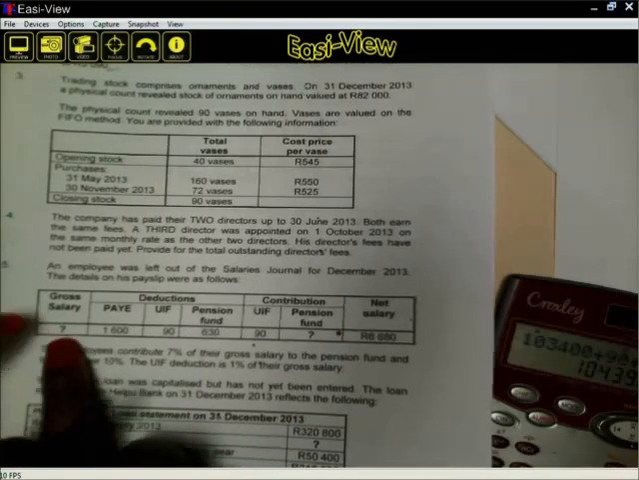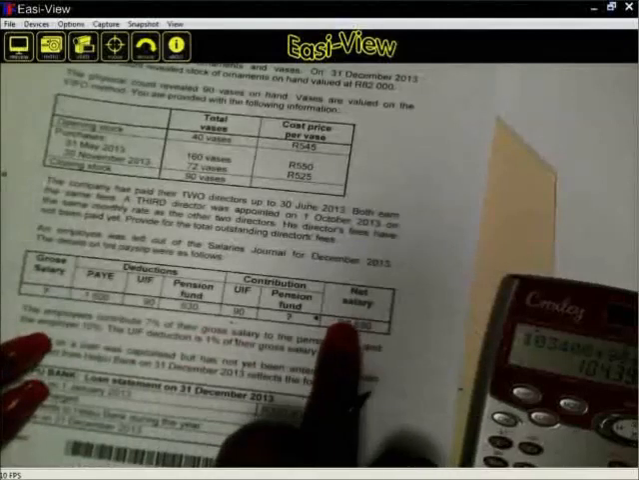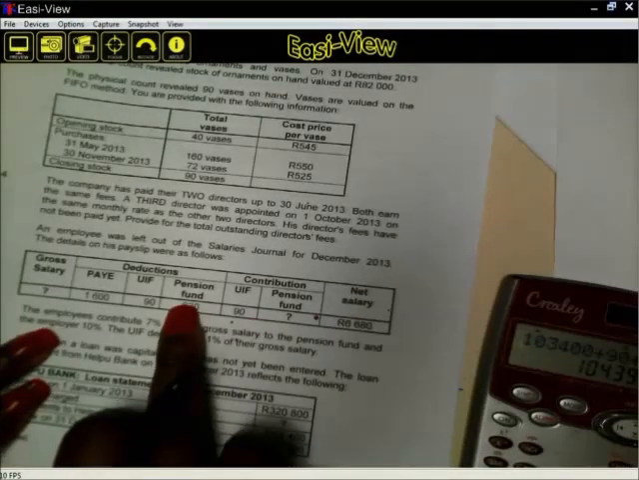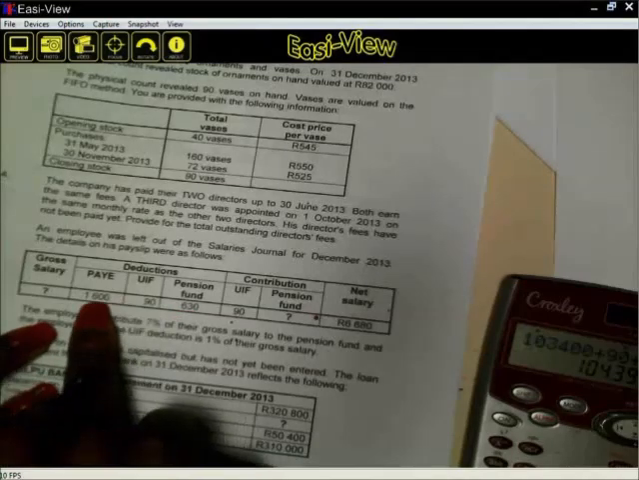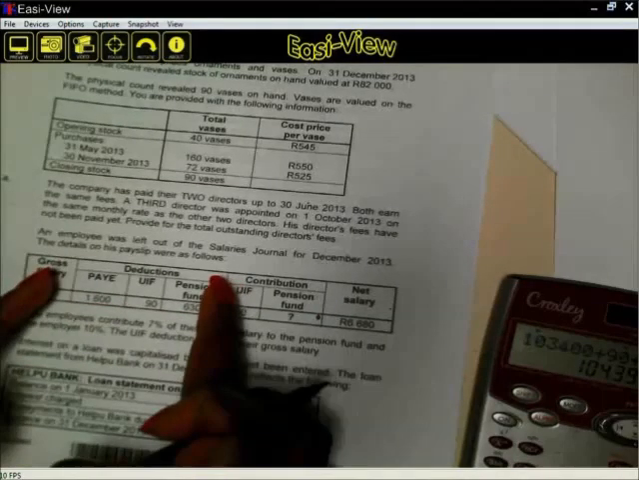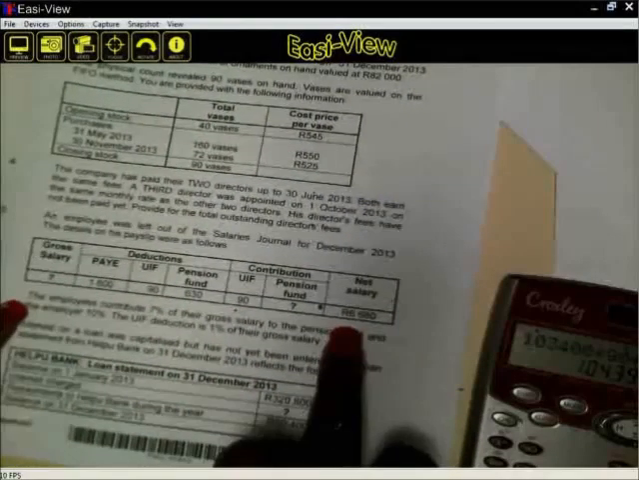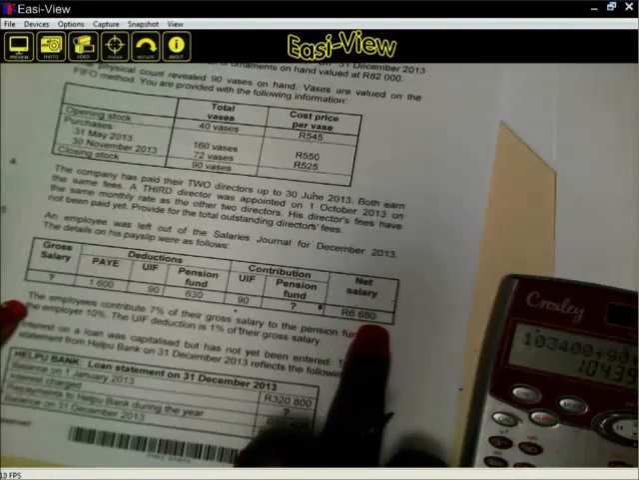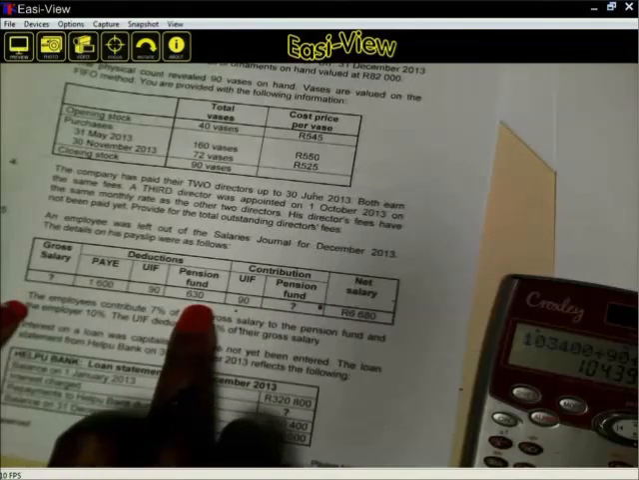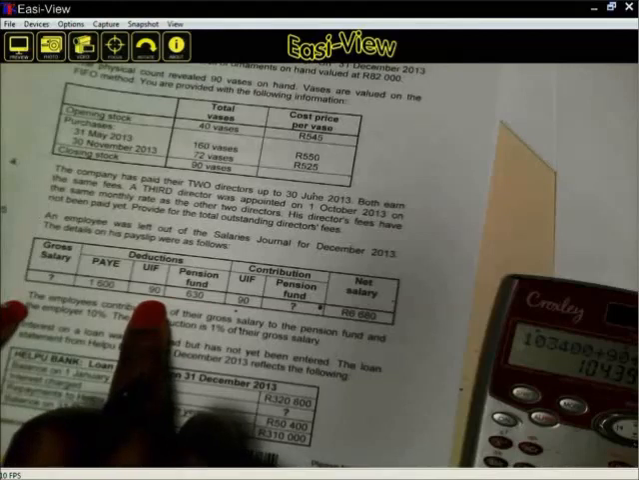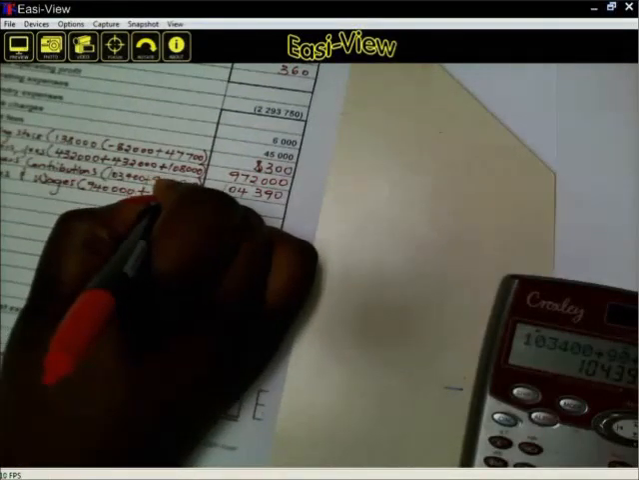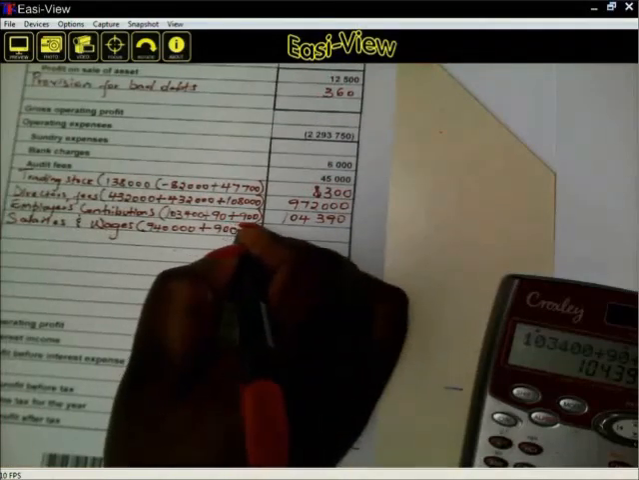The gross salary for this person, we have already calculated it. It's net salary plus the pension fund plus the UIF plus the PAYE. So all the deductions plus the net salary will give you a gross salary, which we agreed is 9,000. You can add again: 6,680 plus 630 plus 90 rand plus 1,600. It will give you 9,000. And then the 9,000 must be added here.